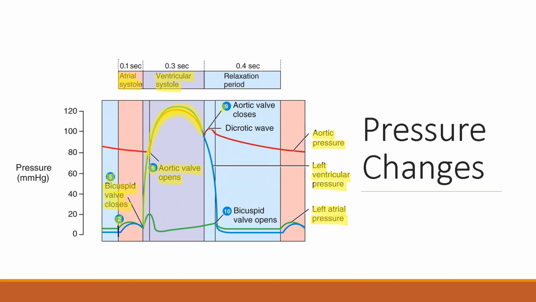At number 9 here, this is when ventricular repolarization causes ventricular diastole. And as the ventricles relax, pressure within the chambers falls. And the blood in the aorta and pulmonary trunk begins to flow backward toward the regions of lower pressure in the ventricles. So we get this downward pressure drop in the ventricles.